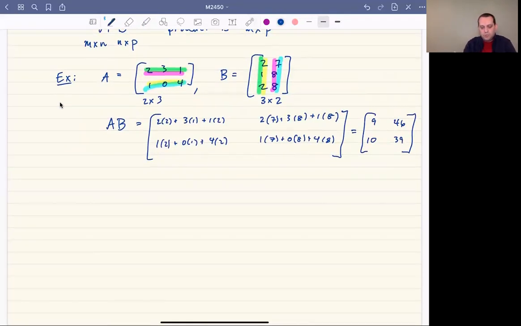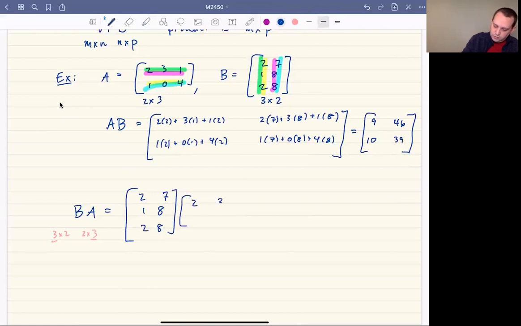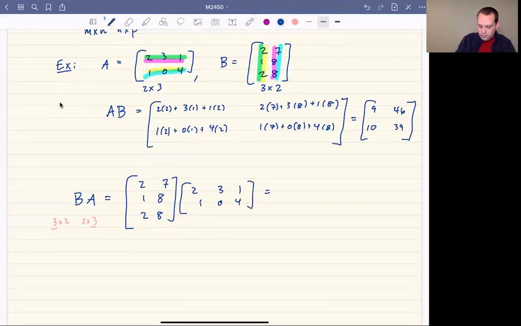And now let's compute also B times A. I'm going to do this in a little bit less detail here and a little bit quicker. Remember that B is a 3 by 2 matrix, A is a 2 by 3 matrix, so B times A is actually going to be a 3 by 3 matrix because we're taking a 3 by 2 and a 2 by 3. So we'll end up with a 3 by 3 matrix. So I always just like to write these down. We got 2, 7, 1, 8, 2, 8. 2, 3, 1, 1, 0, 4. And we're going to end up with a 3 by 3 matrix.